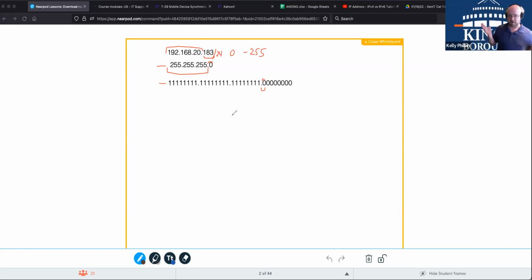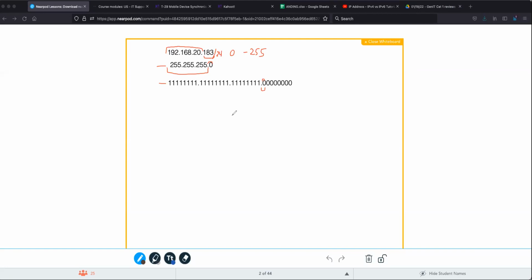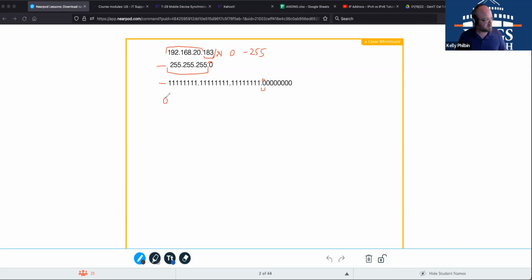So what are our options with a binary bit? What can we do with it? What are the things it can do? It could be a 1 or a 0. Correct. So we have two options, right? It's binary. It could be 1 or a 0, on or off, right? So now if we're using this one more bit, we have the option of 0 or 1. So that gives us two more networks.